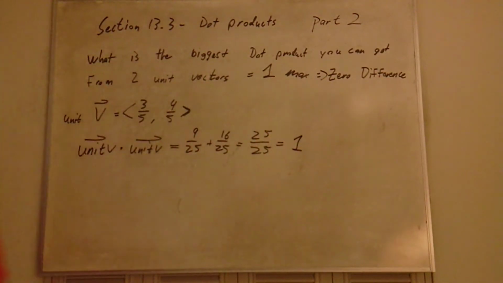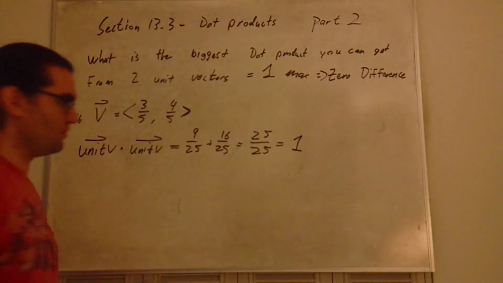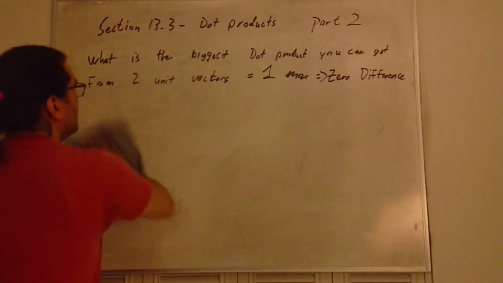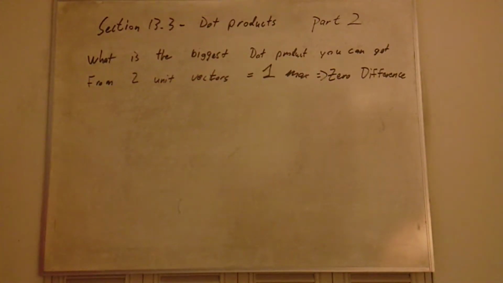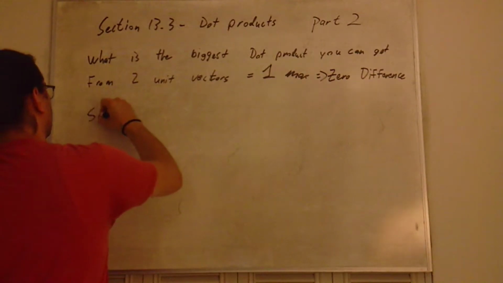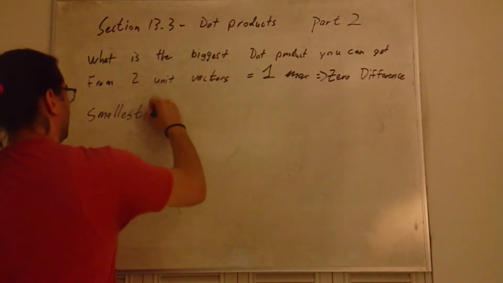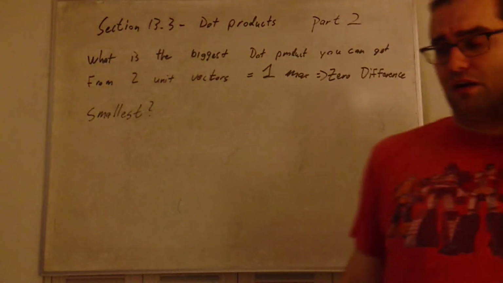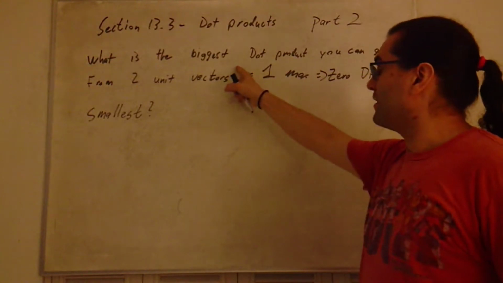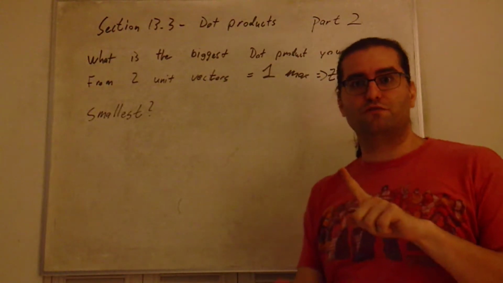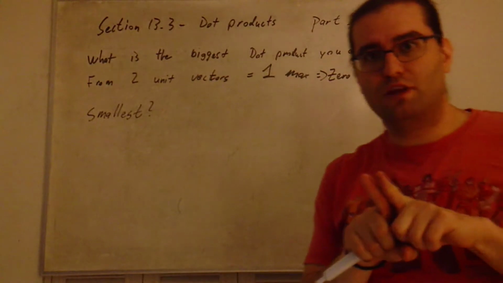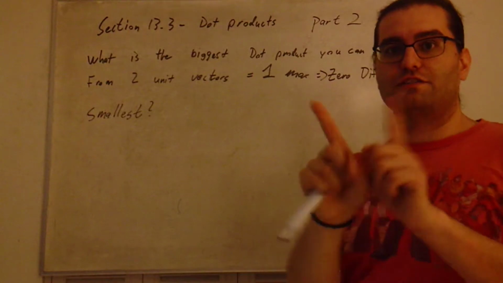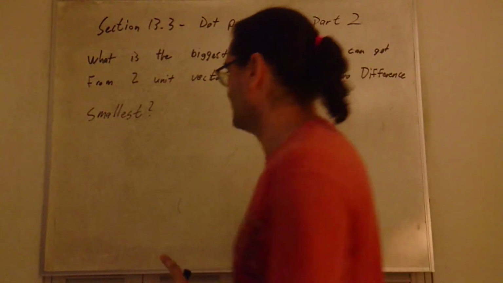So, the next question I'm going to ask, hopefully, is pretty obvious, and that is, what's the smallest dot product you can get from two unit vectors? So to answer this one, we're going to use similar reasoning. We answered this one by figuring that the biggest dot product you could get was from two vectors that pointed in the exact same direction. So the smallest dot product you can possibly get is from two vectors that point in the exact opposite direction.